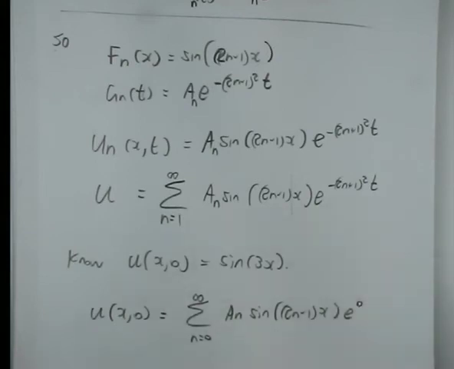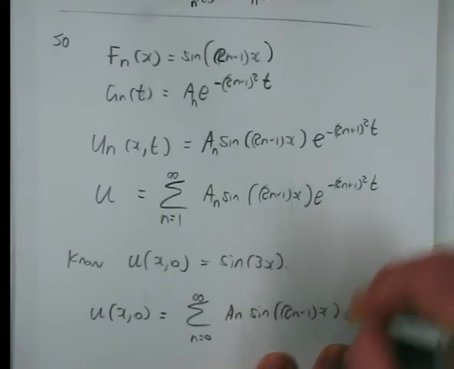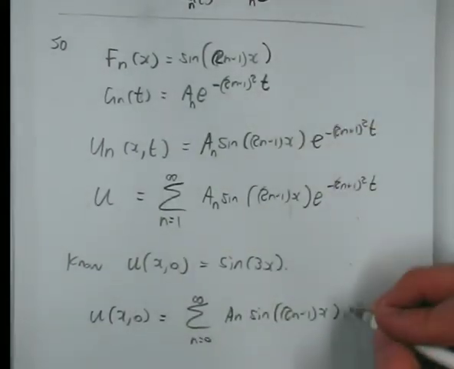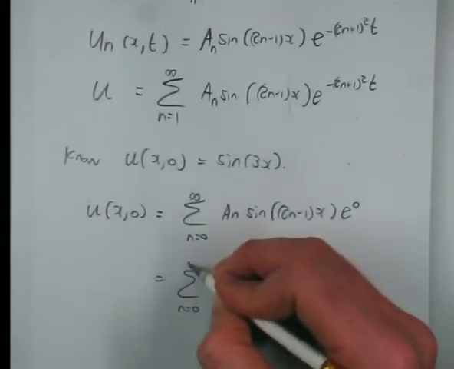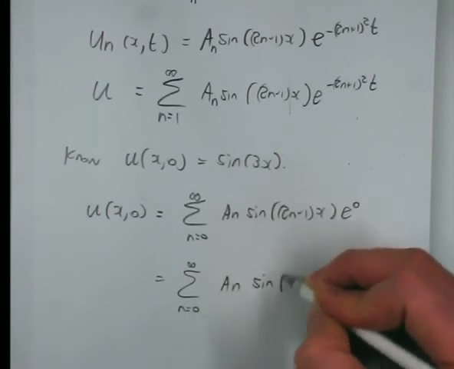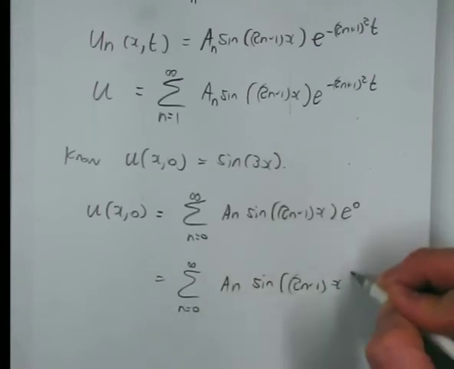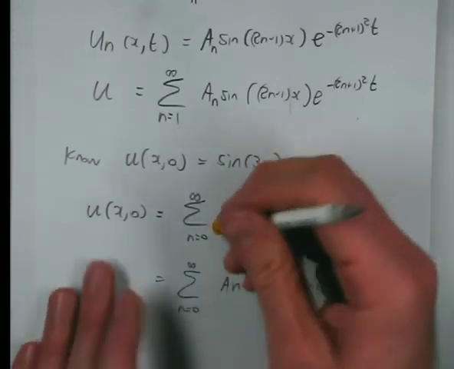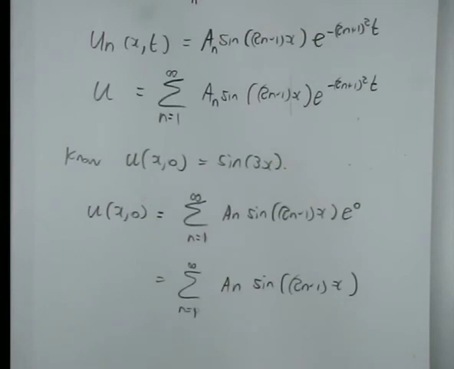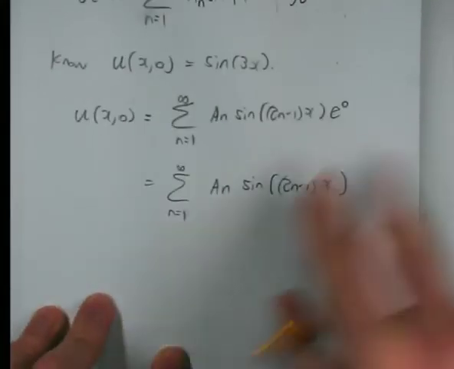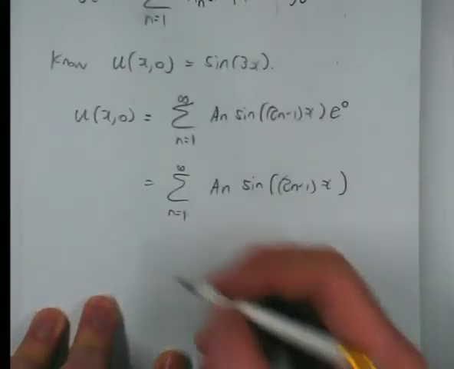And e to the 0 is 1. But just to make it explicit, so I get that. Nope, n equals 1, sorry. Too focused on my zeros. And this is supposed to be equal to sine 3x. Okay, so let's just put the first few terms down so that I can see what's going on.